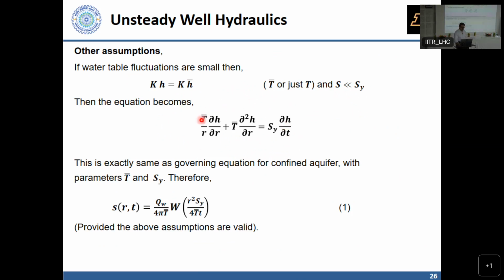Then, of course, you would simply apply the well function solution and replace S with S sub y in the well function solution. Same mathematically.